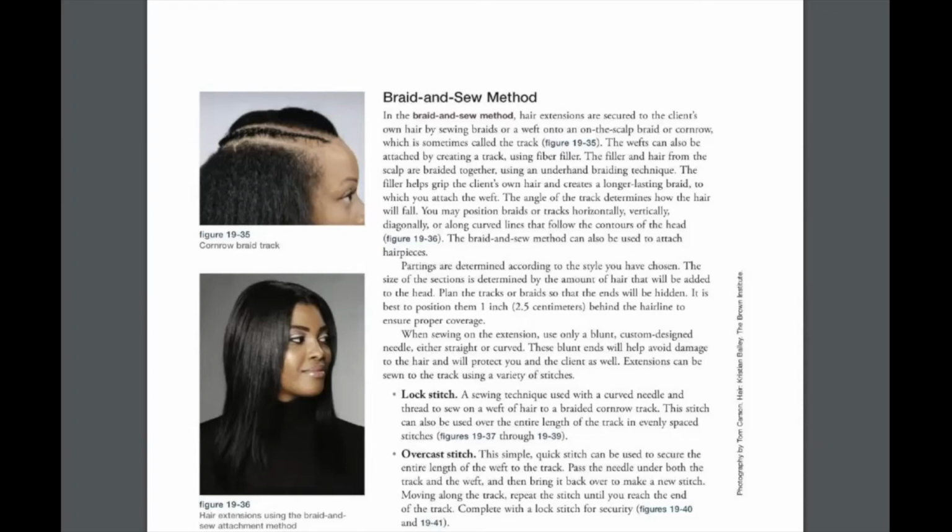With your overcast stitch, you want to pass the needle under the track and the weft. And just a little definition of what an overcast stitch is. It's a simple, quick stitch that can be used to secure the entire length of the weft to the track.